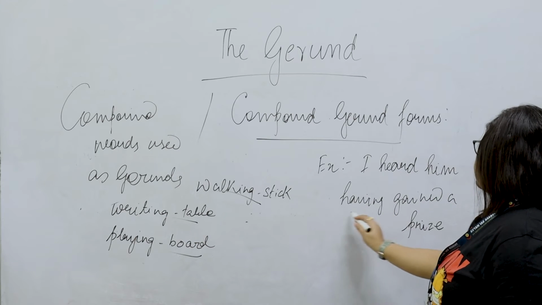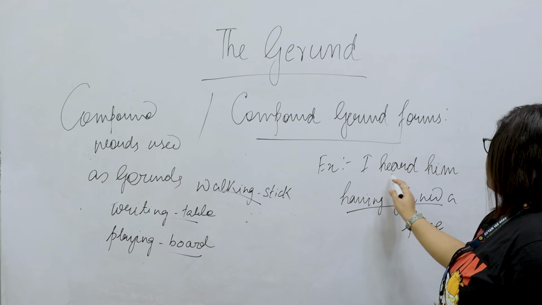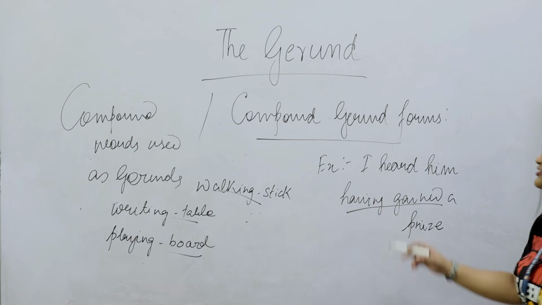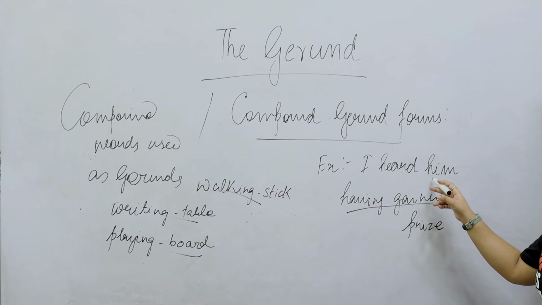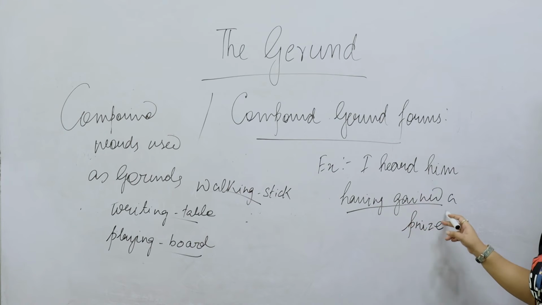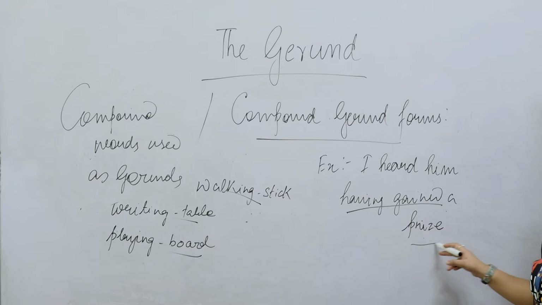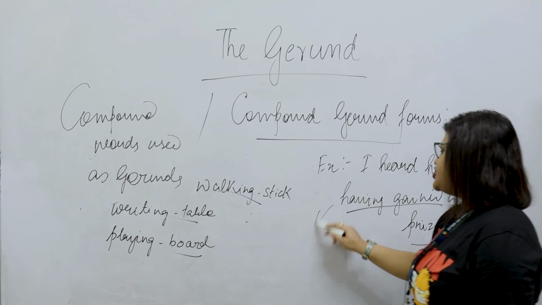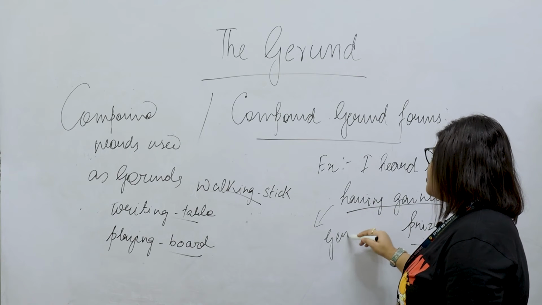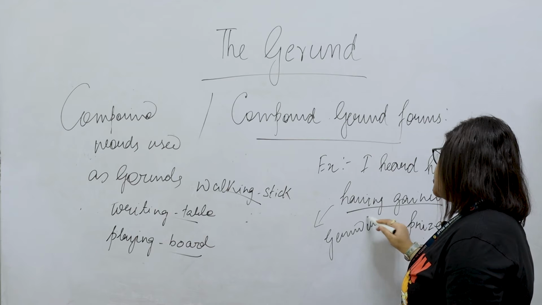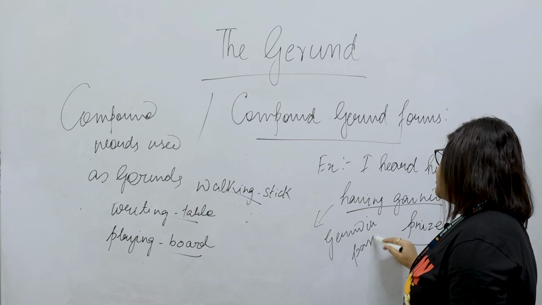So this is a compound gerund form that we are using. For example, we are saying, I heard him having gained a prize. This is kind of also using gerund in our passive forms. So gerunds in passive forms.